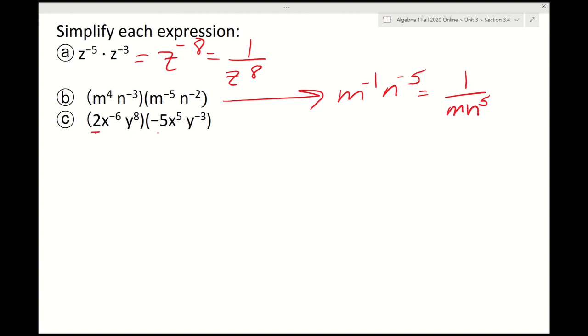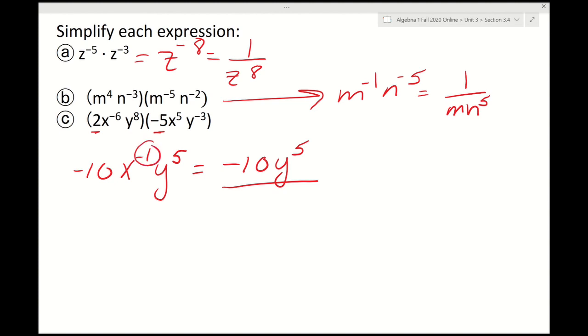When I have coefficients in front, I need to multiply those together. 2 times -5 is a -10. X to the -1. 8 plus a -3 is y to the 5th. And I can rewrite this as a -10. I don't move my y because it's a positive exponent, but I do need to move my x down to the bottom. And we don't usually write a 1 exponent. We just leave it understood.